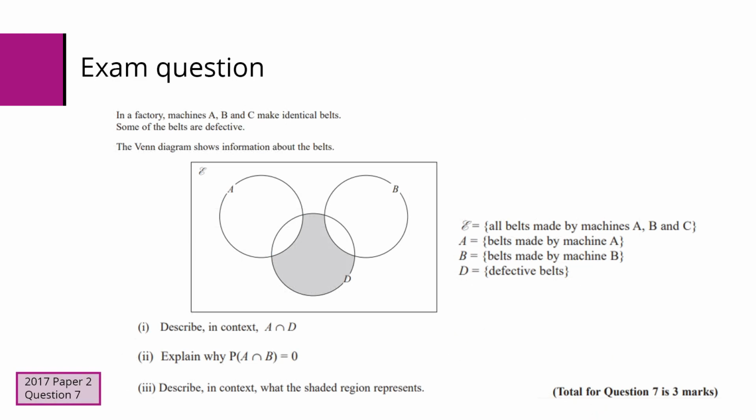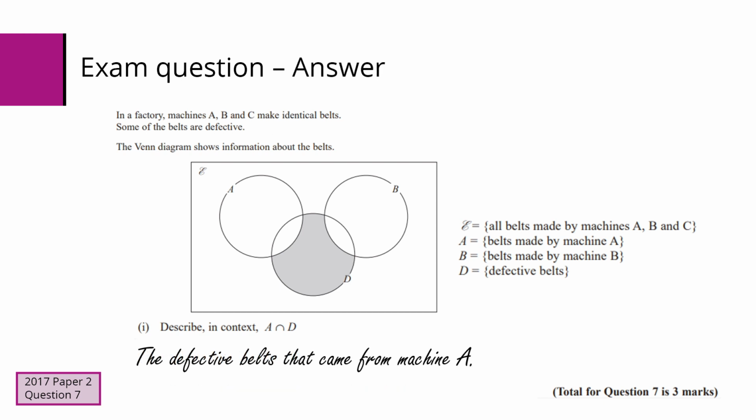So here's an exam question from 2017, paper 2, question 7. In a factory, machines A, B and C make identical belts. Some of the belts are defective. The Venn diagram shows information about the belts. Students have to describe in context A intersect D, explain why the probability of A intersect B is 0, and describe in context what the shaded region represents.